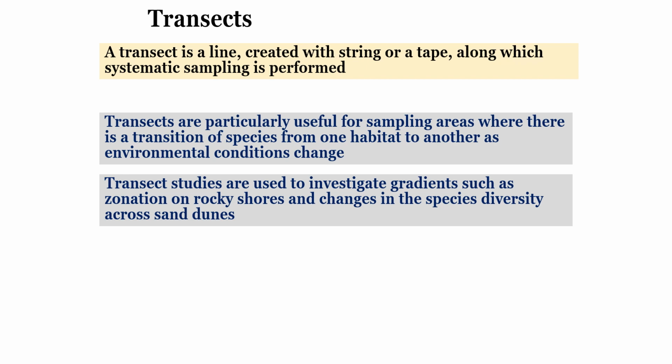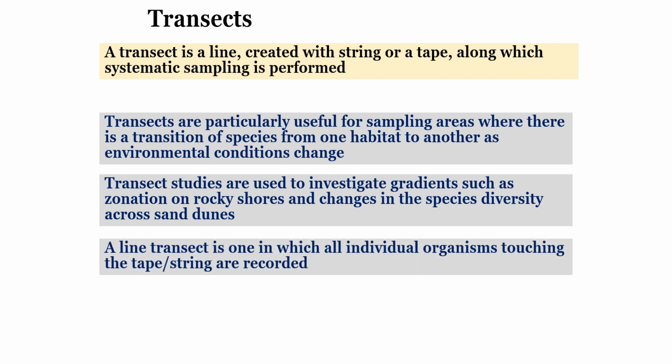For example, if we are moving up the hill, the species down the hill would be different, and as we go higher and higher, the species will change, because the climate is changing. Transect studies are used to investigate gradients such as zonations on rocky shores and changes in species diversity across sand dunes.